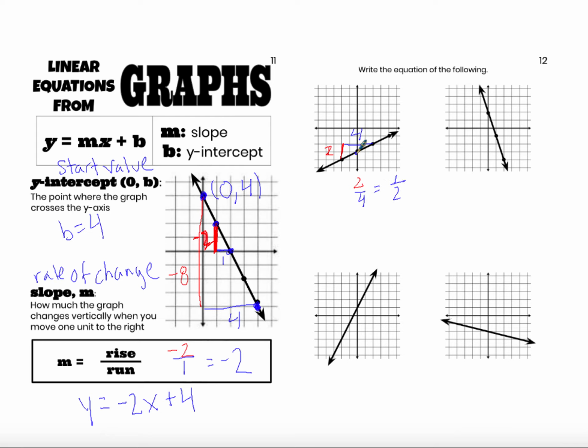And we're checking our equations here. This one is going down, so it's going to have a negative slope. This one is going up, so remembering slope, it will have a positive slope.